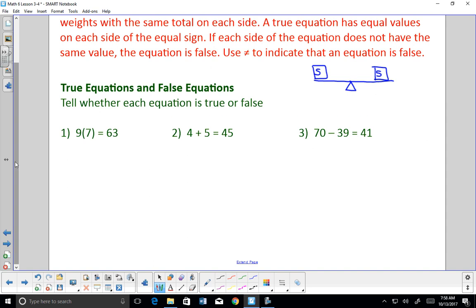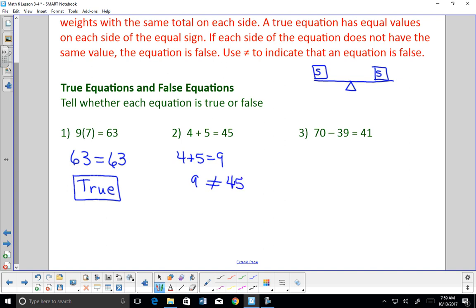If we look at the first one, it says 9 times 7 is 63. Well, I know that 9 times 7 is 63. 63 does indeed equal 63, so this is a true equation. If I look at number 2, 4 plus 5 equals 45. Well, I know that 4 plus 5 is equal to 9, and 9 does not equal 45. Therefore, this is a false equation.